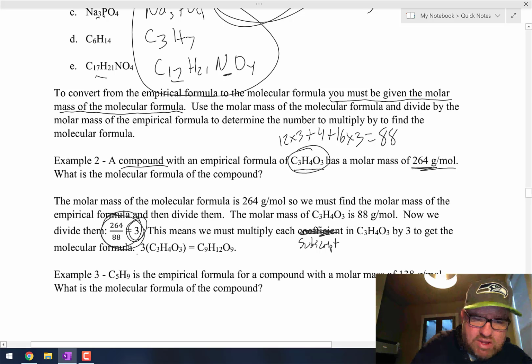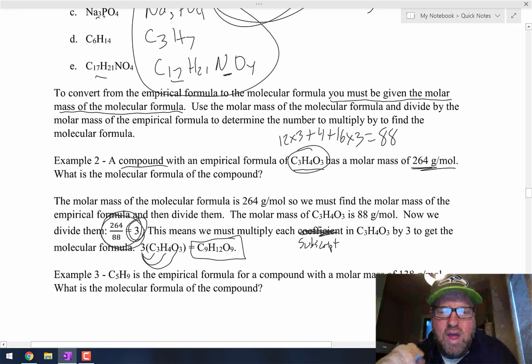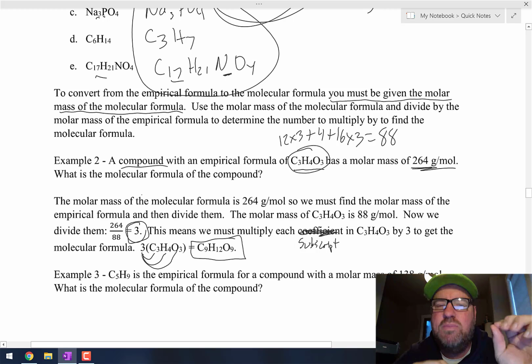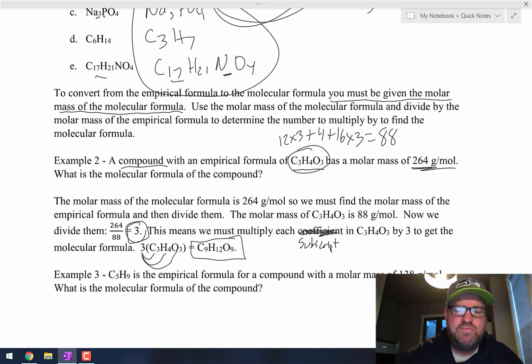So basically I'm just going to distribute this 3 through here. So we end up with C9H12O9. Now, every time you do this, anytime you divide those two numbers, the answer must be a whole number. If it's not a whole number, then you made a mistake somewhere, or maybe I made a mistake writing the question, okay? But that number has to be a whole number.